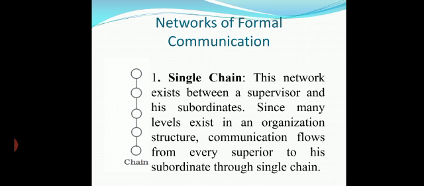Now here we can say there is a vertical line. This network exists between a superior and his subordinates. Since many levels exist in an organization structure, communication flows from every superior to his subordinate through single chain. Now, suppose a manager is working, and under that manager there are so many subordinates working under him. So if he passes some information, gives some instructions, then we call it single chain. Subordinates are getting instructions from a single superior in one line, then we call it single chain.